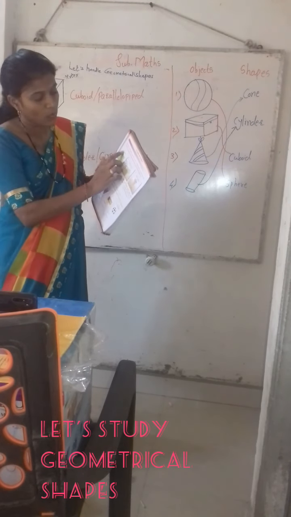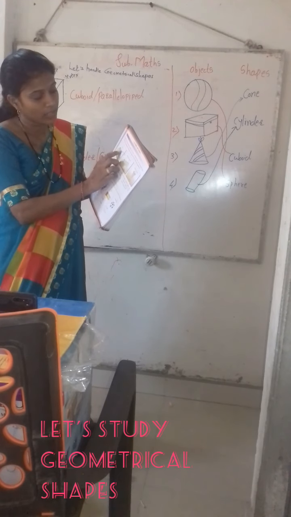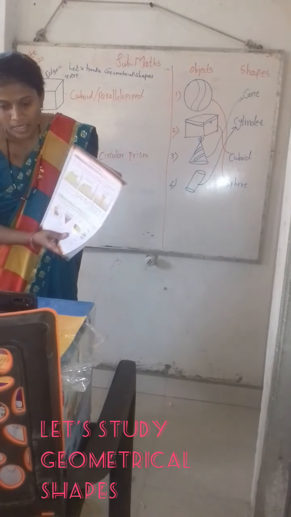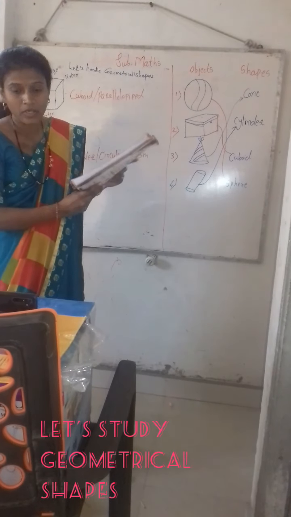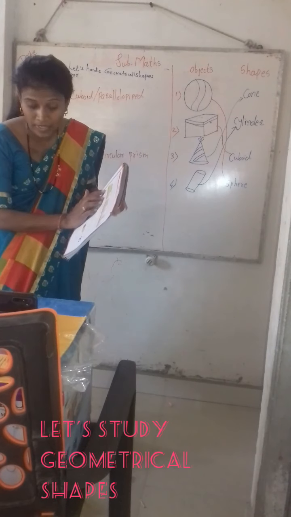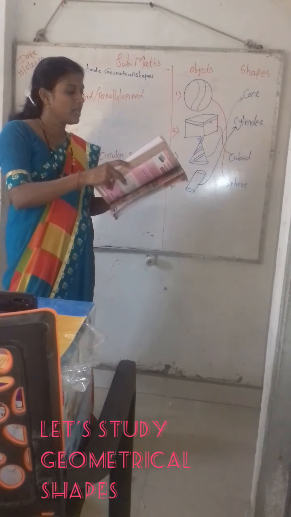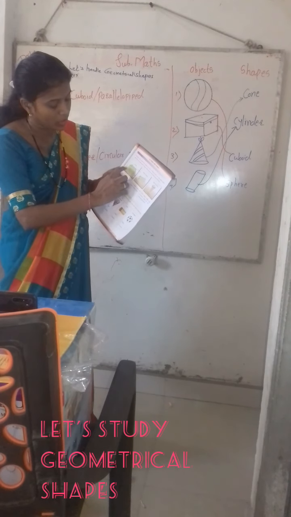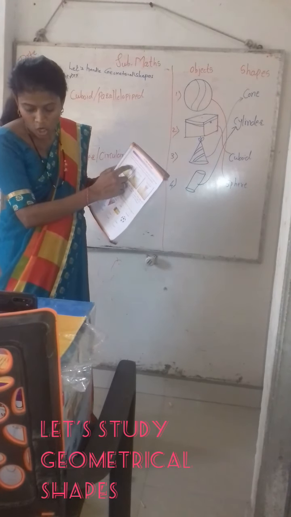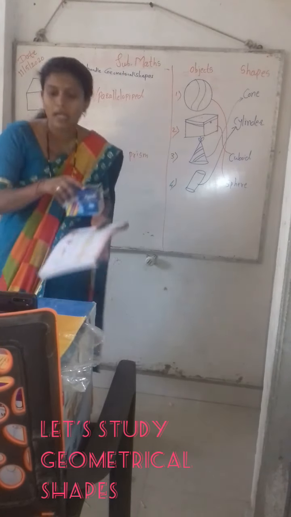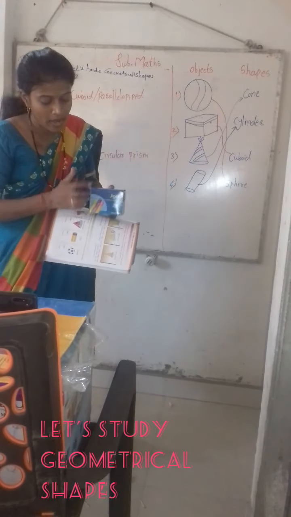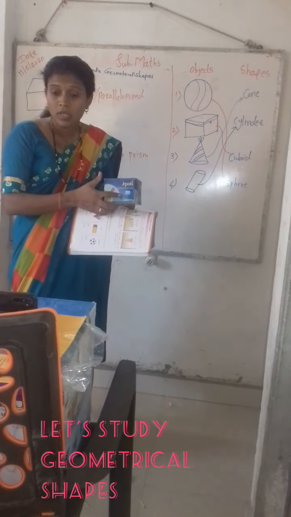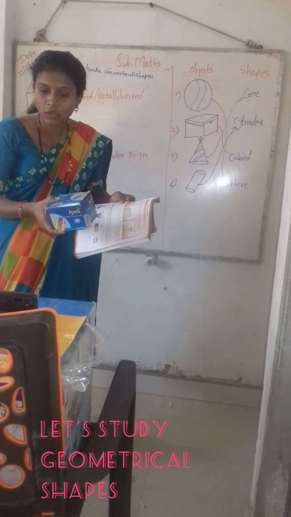12 edges. Can you count this? Okay, count at your home. Here it has 6 faces. See here, 1, 2, 3, 4, 5, 6. How many faces does this box have? 1, 2, 3, 4, 5 and 6. There are 6 faces on this cube box.